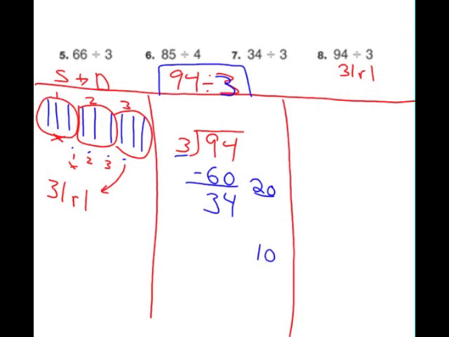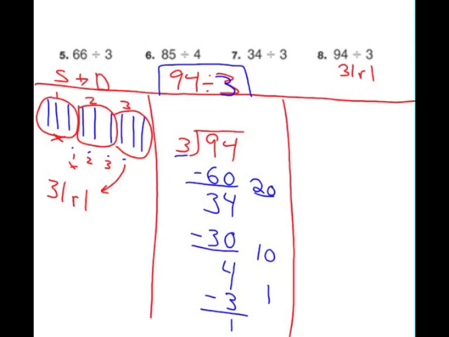Exactly how much is 10 groups of 3? 30. So I need to subtract 30 from my pile. When I do that, I have 4 left in my pile. If I have 4 left in my pile, can I take another group of 3 out? Yes, I can. I can take exactly 1 group of 3 out, which is 3. So I'll take that group of 3 out, and I have 1 thing left in my pile.